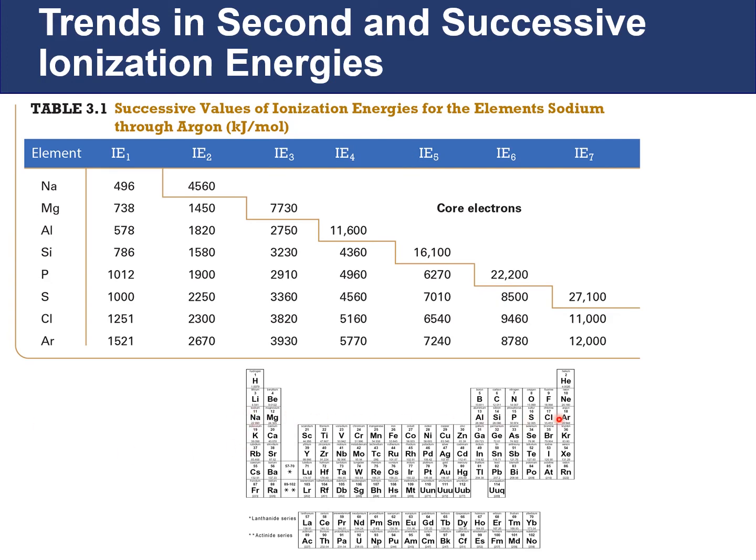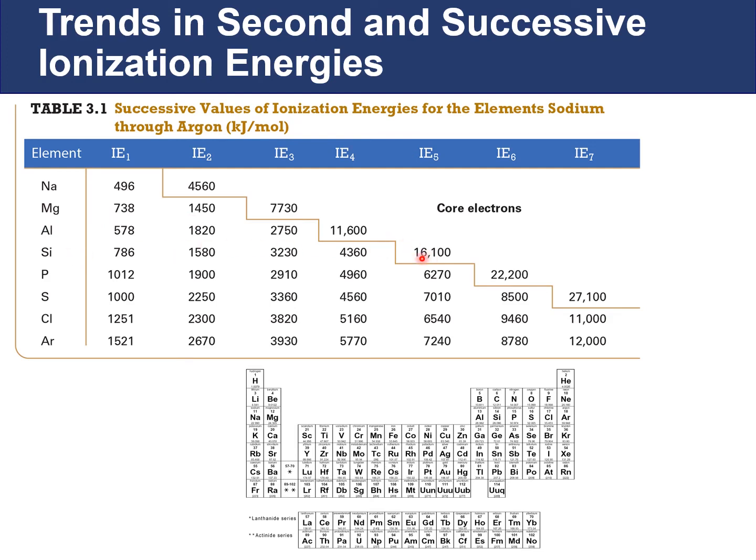So if we extend this and look to all of our elements that are in the third period or third row of the periodic table, what you'll notice is that each one has a large jump in its ionization energy. For sodium, it's between the first and the second electron, so removing the second electron requires a lot of energy. For magnesium, it's the third electron that requires a lot of energy. For aluminum, it's the fourth. For silicon, it's the fifth.